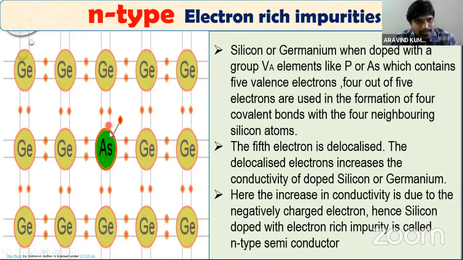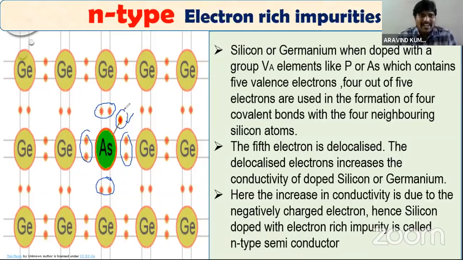Now, you can see, children, arsenic is forming 4 bonds with 4 germaniums. Why? Because germanium also has 4 valence electrons. Silicon, germanium belong to the same group. Therefore, it is forming 4 bonds with the arsenic. Am I right? But arsenic has one more extra electron. Why? Because arsenic belongs to the 5th A group.